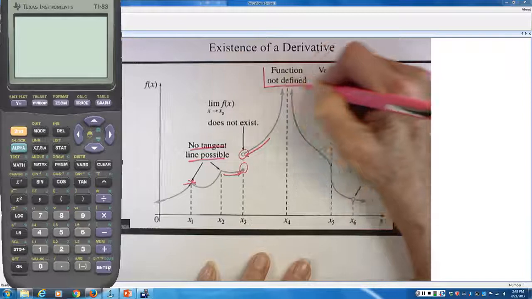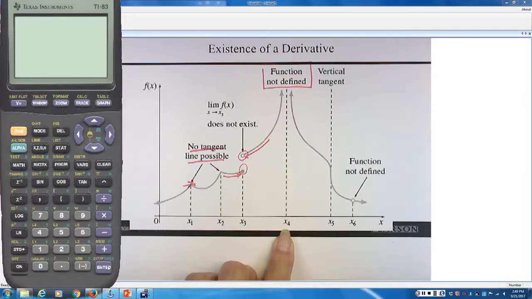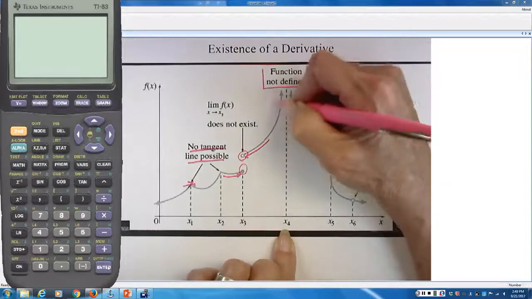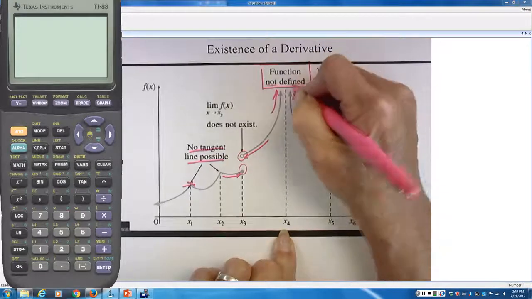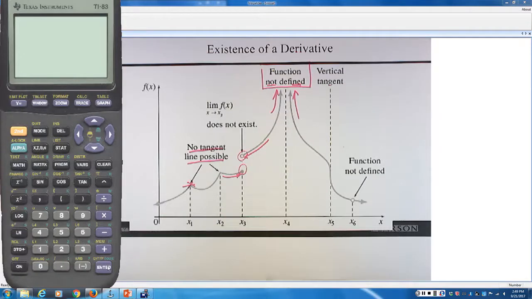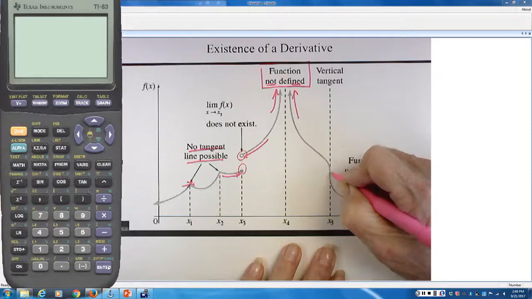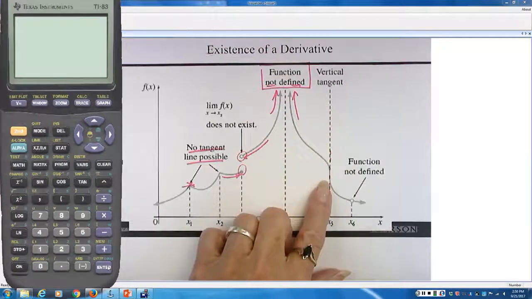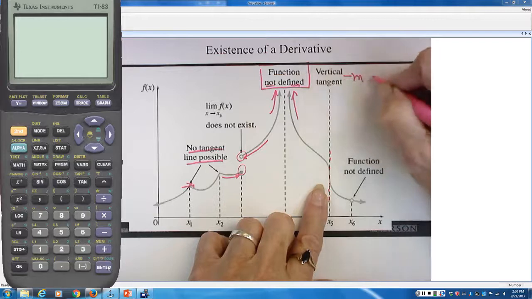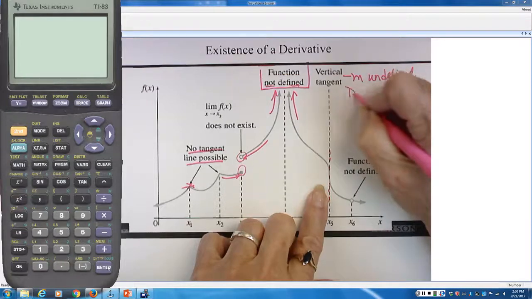Here, your function is simply not defined, so you can't have a derivative at whatever that number is either. Even though your limits match, because they both go to positive infinity, the function itself is not defined. So it fails the first step. The only thing we're adding here is that this is vertical, which we didn't talk about last time. And because it's vertical, the slope is undefined. And so the tangent does not exist. Derivative does not exist.